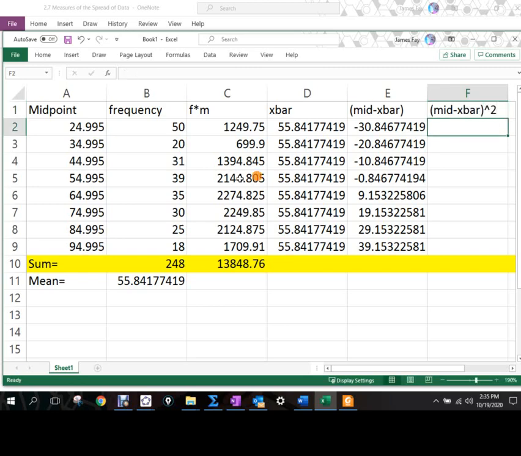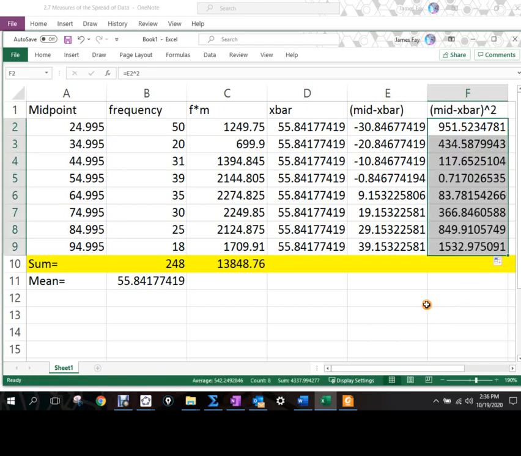So all it is, is taking this cell here, or this quantity, and squaring it. So I'm just going to type in equals E2 and we'll square it. And I'll drag that down. Now you see that everything is positive, right? So when we add those up, there's no cancellation.